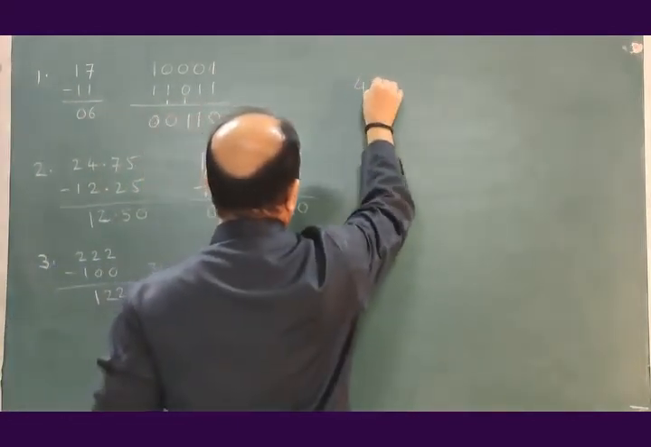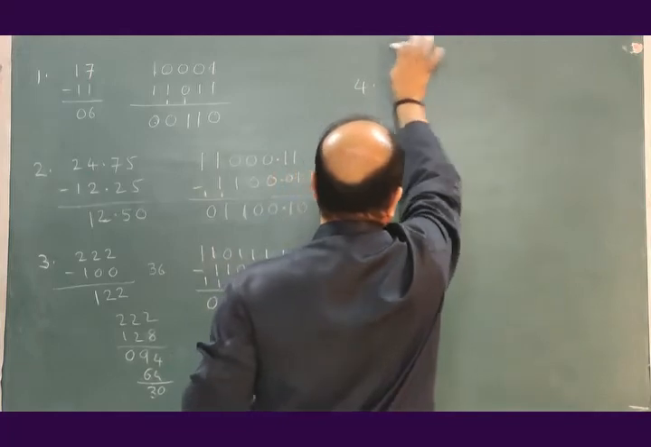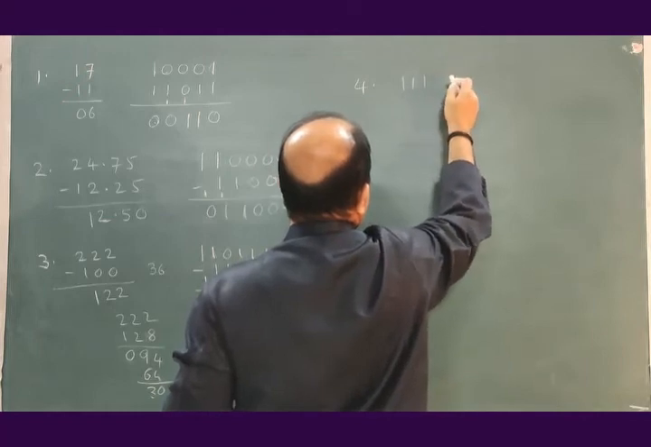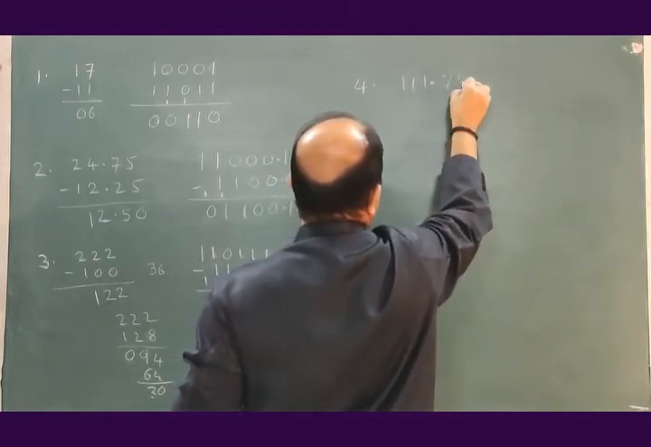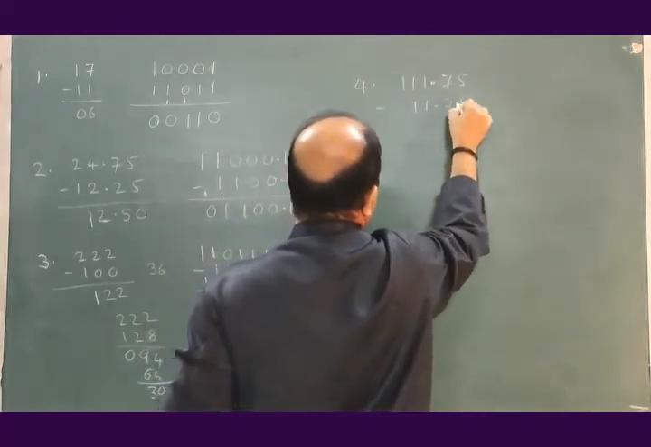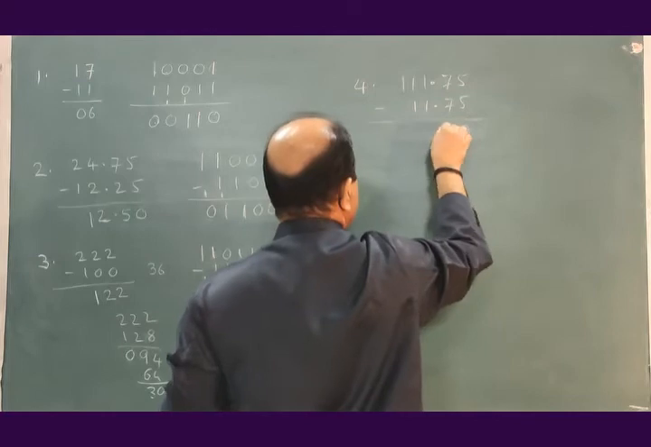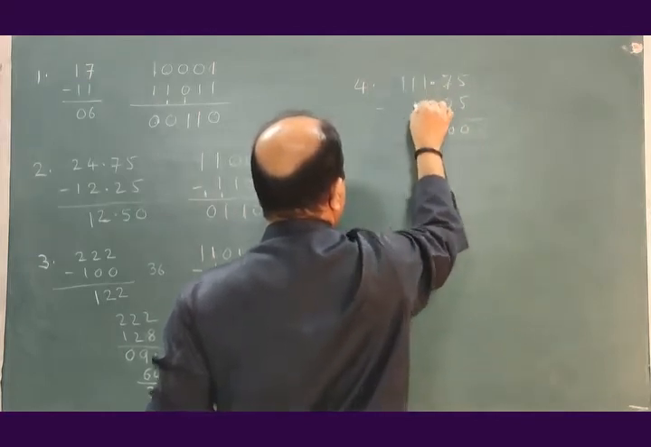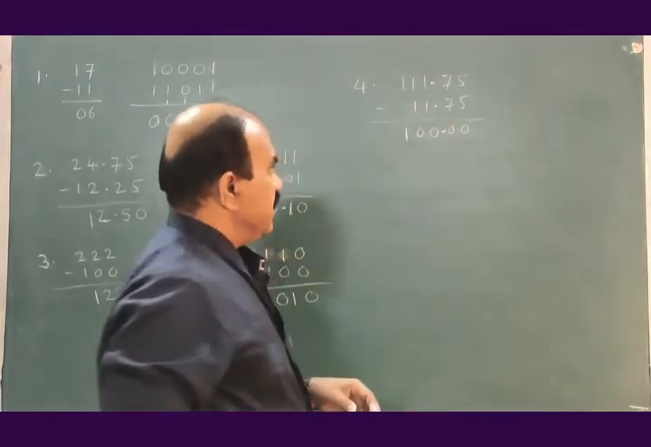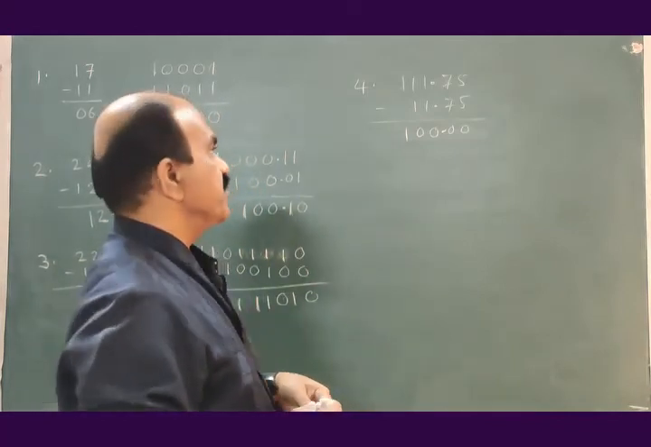Example number 4: 111.11 minus 11.75. In decimal: 5 minus 5, 0, 7 minus 7, 0, decimal point, 1 minus 1, 0, 1 minus 1, 0, 1 as it is. This is the decimal point here. This is in the decimal number system. Let us do this in the binary number system.